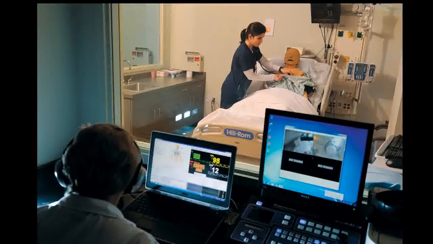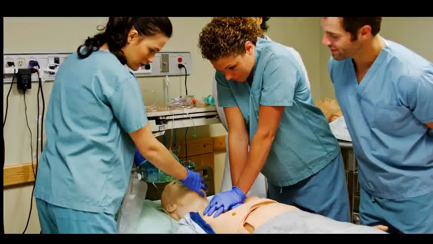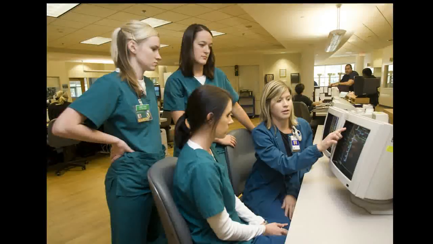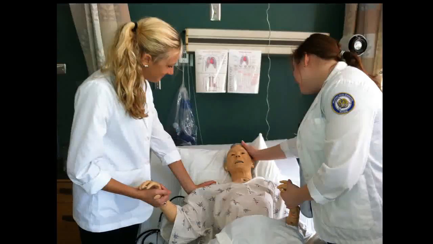Regulatory trends recognize the value of simulation. The Accreditation Council for Graduate Medical Education and the American Board of Medical Specialists both have embraced simulation as a tool that can assist in determining practitioner competency. The National Council of State Boards of Nursing has also embraced simulation as a tool.